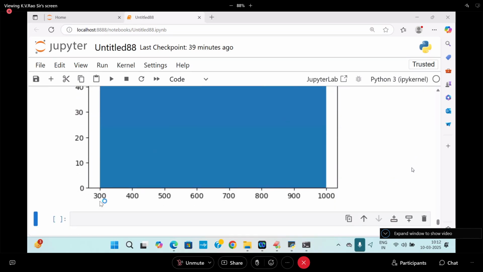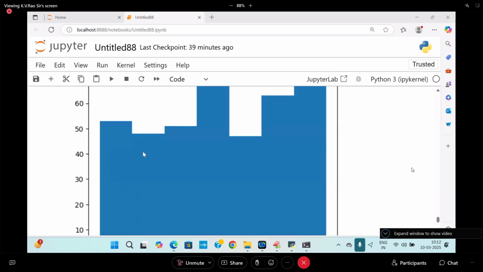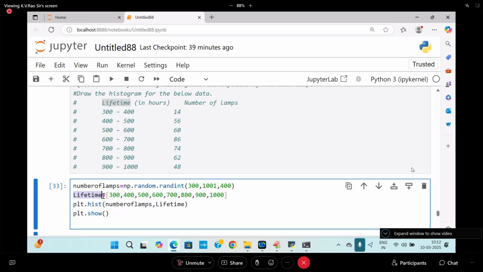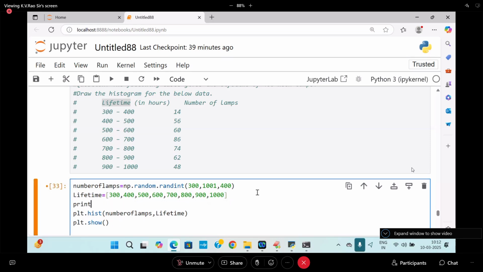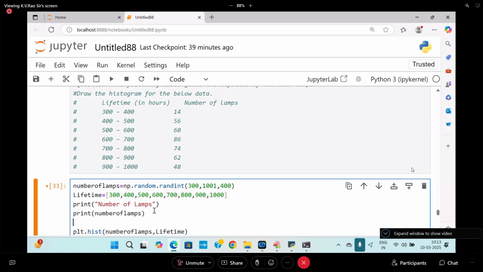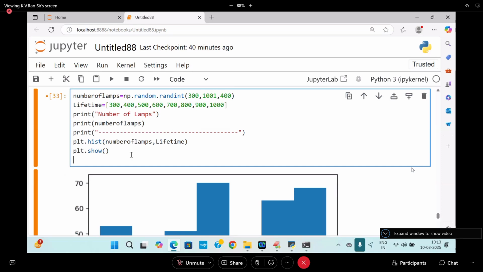So number of lamps are what? 300 to 400, how many? According to my data, which is displayed along with this, which is available in lifetime. If you want to print it, I can print it. Here I am writing, print that number of lamps. This variable I will print. According to the same problem, you want 14 frequencies required, so I'm going to write it because it takes a lot of time. That's why I'm going to take it like that. So here I'm going to run it once again.